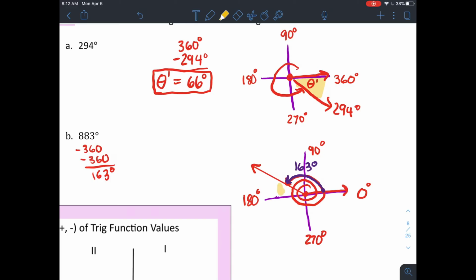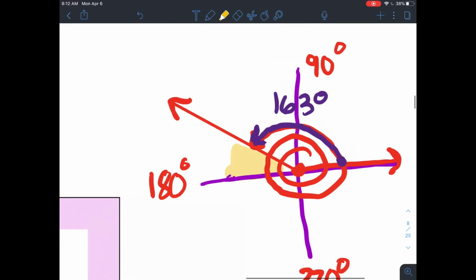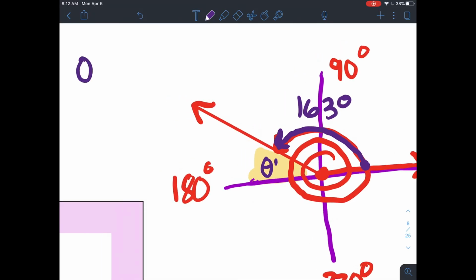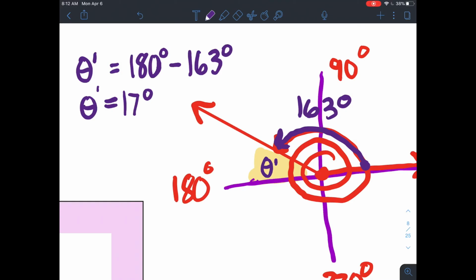And now for my reference angle, figuring out the angle measure between my terminal side and my x-axis is how far it is between 163 and 180 degrees. Your reference angles are always positive, by the way, so bigger minus smaller would give you 17 degrees.